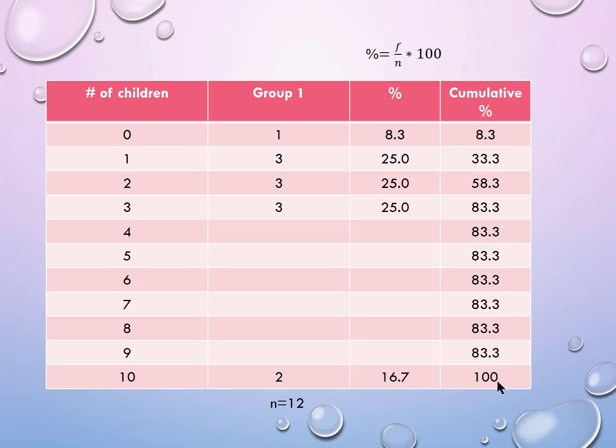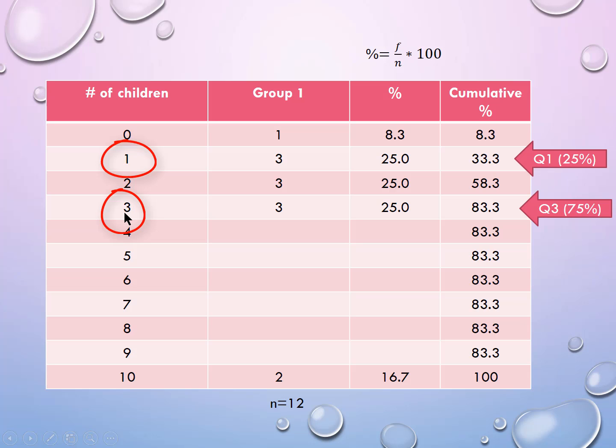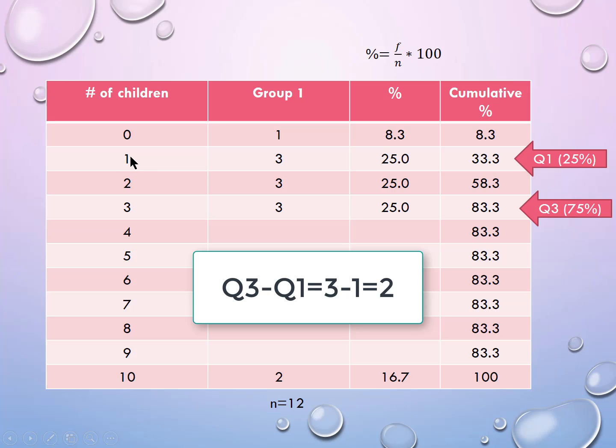If we are now interested in the 25th percentile, then where is that? The 25th percentile is within here. And then where's our 75th percentile? Well, that is right here. That's where our 75th percentile is. So our 25th percentile corresponds to 1, and our 75th percentile to 3. For that reason, it is 3 minus 1. So the interquartile range for group 1 is 2.